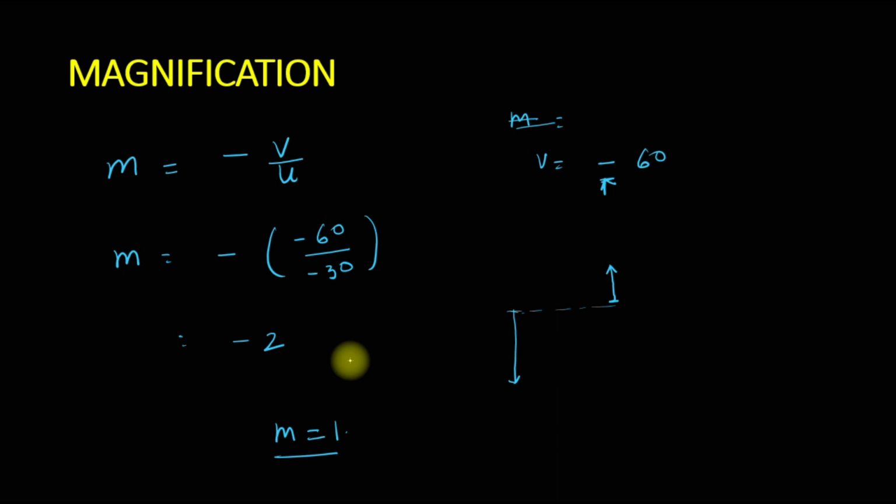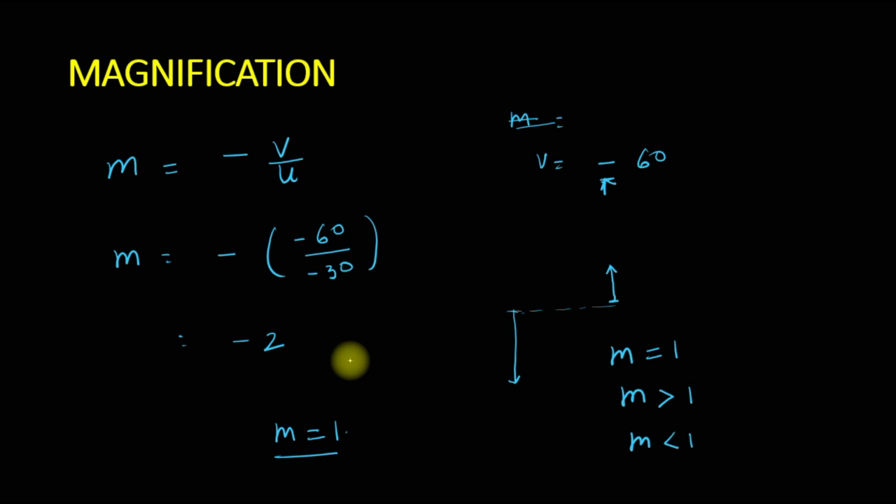But in case of a concave mirror, magnification is either greater than 1, lesser than 1, or equal to 1. When the object is at the center of curvature, magnification is 1, as the image is the same size as the object. When the object is in between the center of curvature and focus, the image is enlarged, so magnification is greater than 1. And when the object is in between the center of curvature and infinity, the image is diminished, so magnification is less than 1.